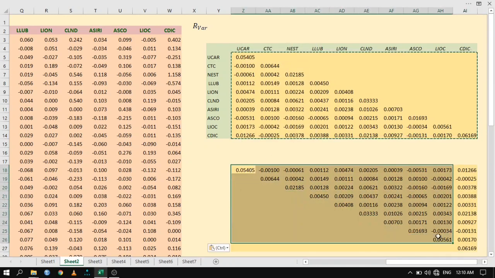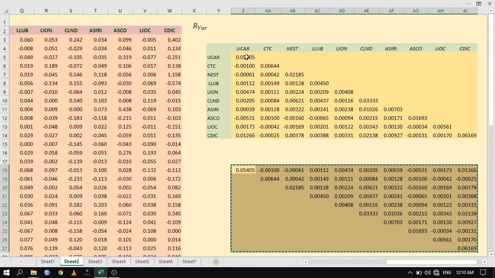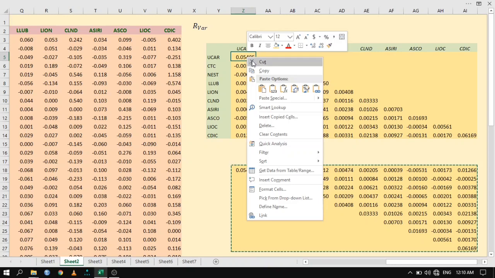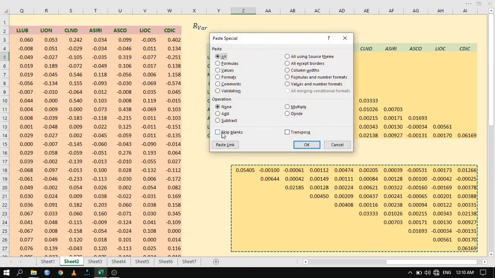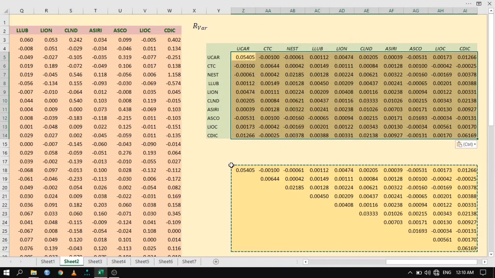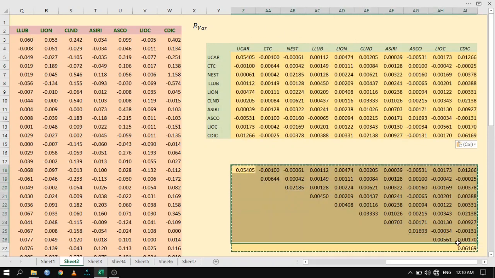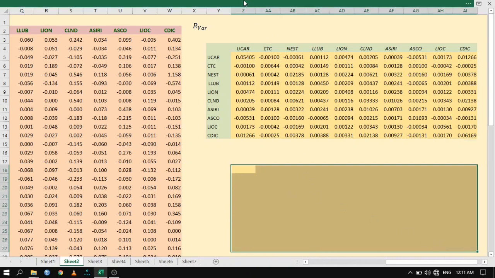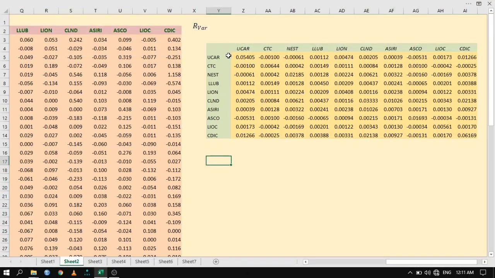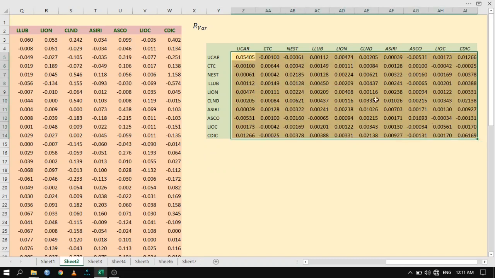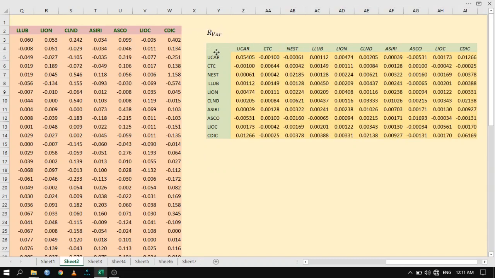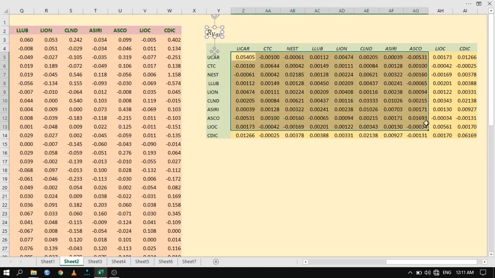Again select all the data that you have pasted, copy, and again paste on this particular cell, right click, paste special, select this particular option, skip blanks, and click OK. So it will give you the whole matrix, right? This particular matrix is called the variance covariance matrix. So this is how we denominate that, R VAR, R variance.